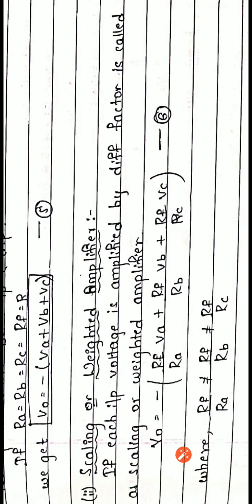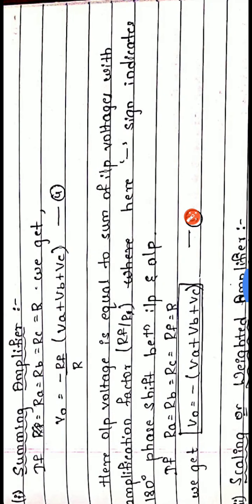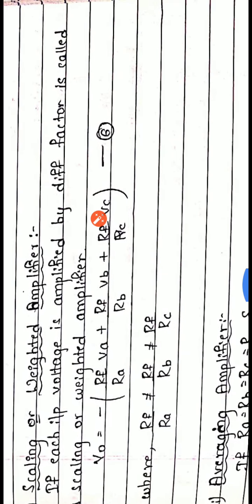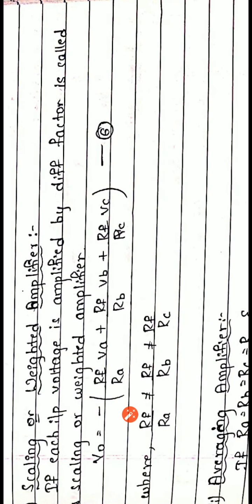This is the expression which I have derived. Here RF is multiplied in this equation, so if I multiply RF in this equation, we get this expression: V0 equals minus of this expression. The condition for scaling is that RF by RA should not be equal to RF by RB, which should not be equal to RF by RC. So, different factors.